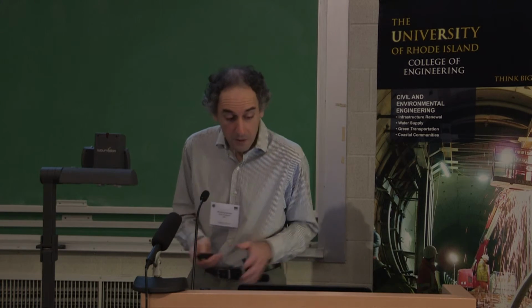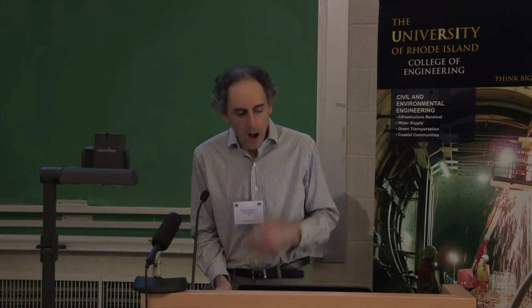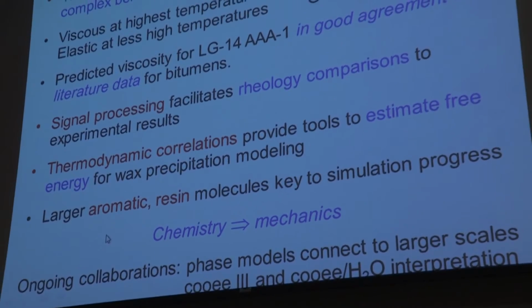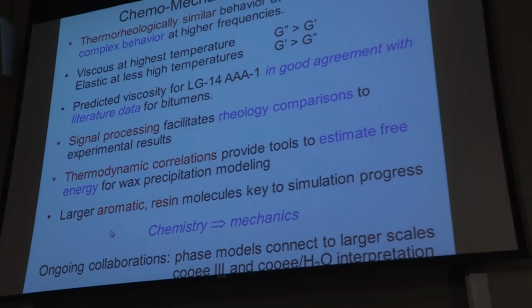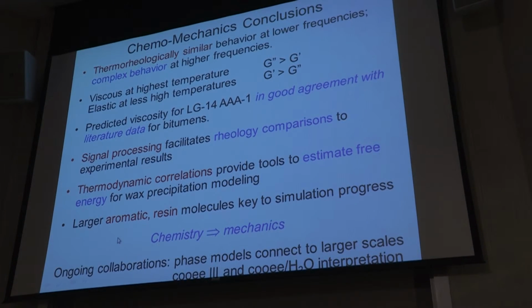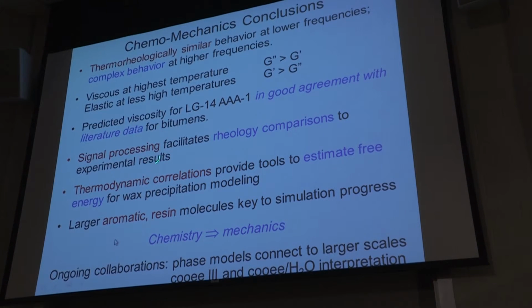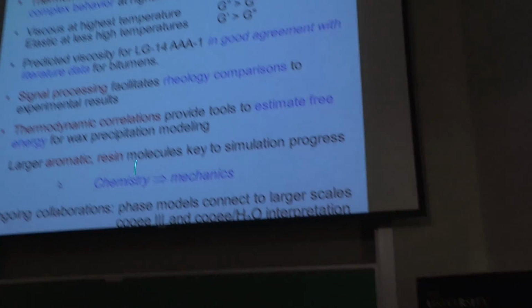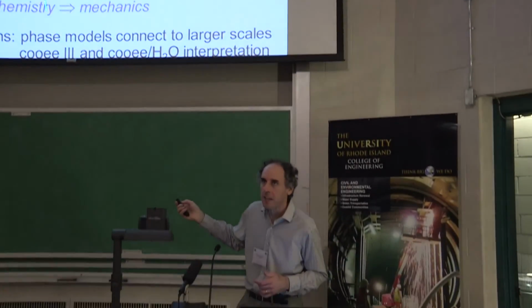So let me put up some of these conclusions. The key is that we are seeing for our master curves what's called thermorheologically similar behavior over a variety of frequencies. The key contributions from student Mohammed Masori is that we can do signal processing approaches to facilitate getting an idea about the rheology and interpreting that, and also thermodynamic correlations to help us infer more about wax precipitation in our ongoing study looking at how chemistry can be affecting the mechanics.